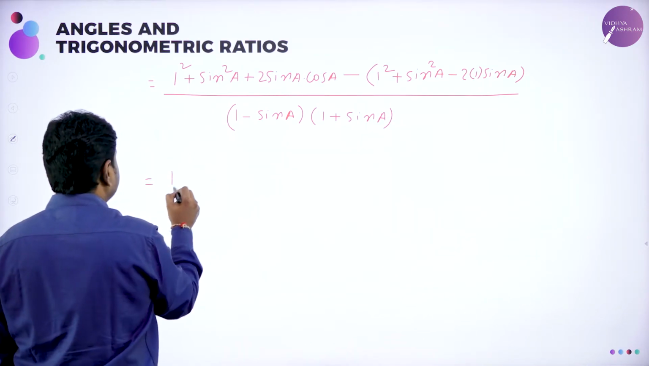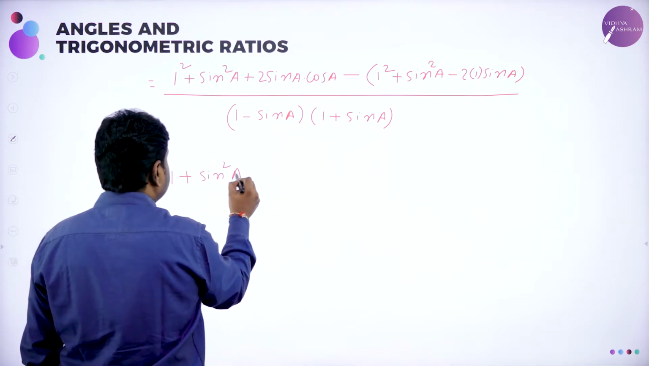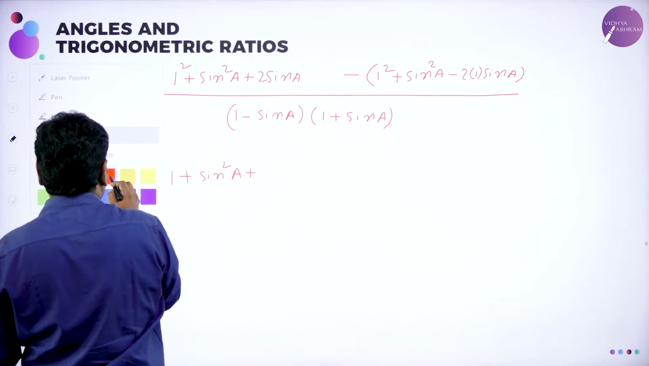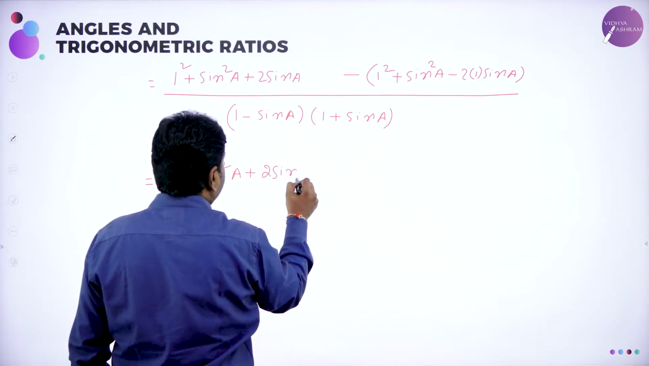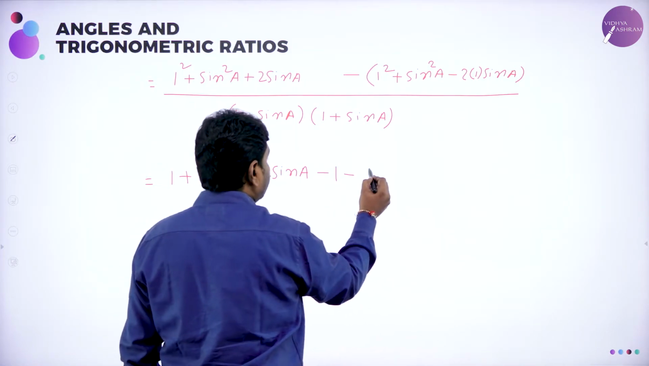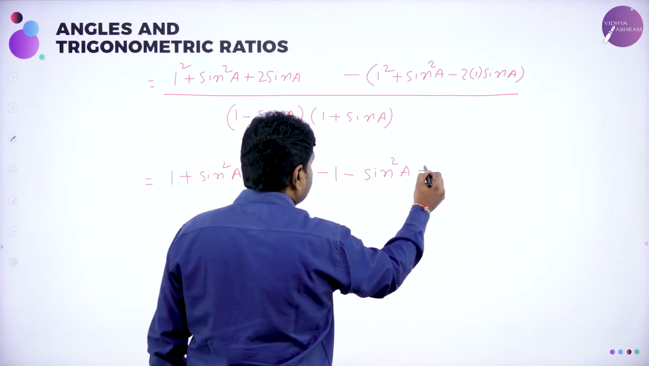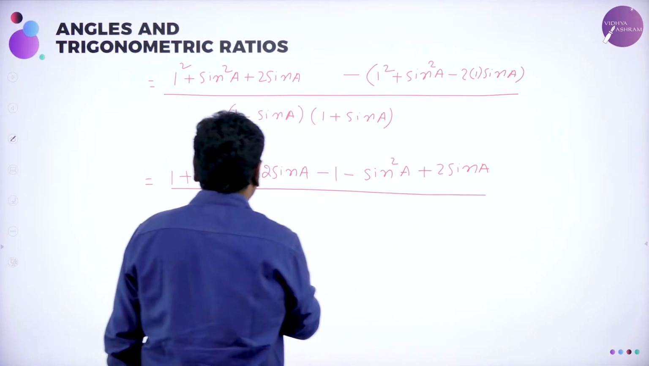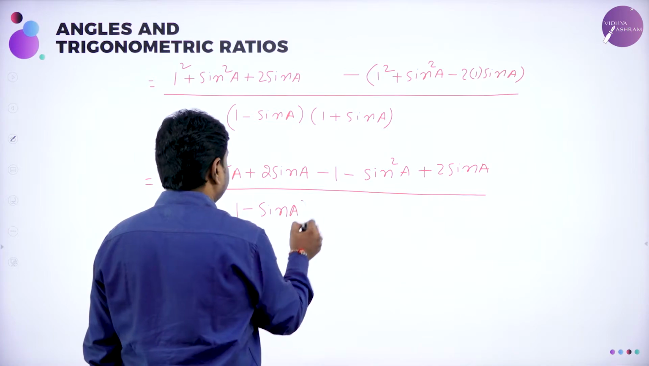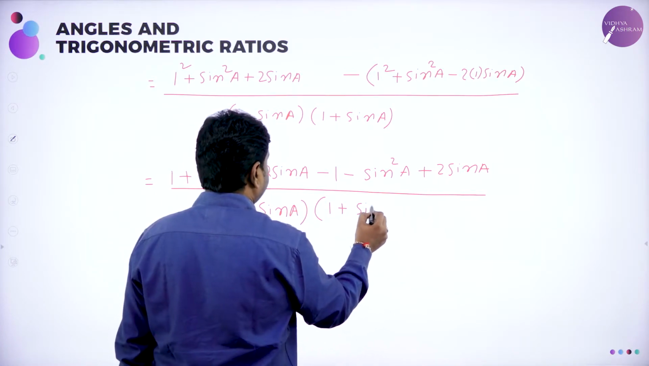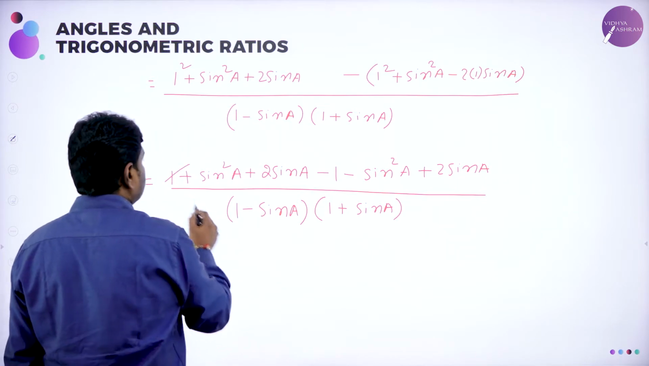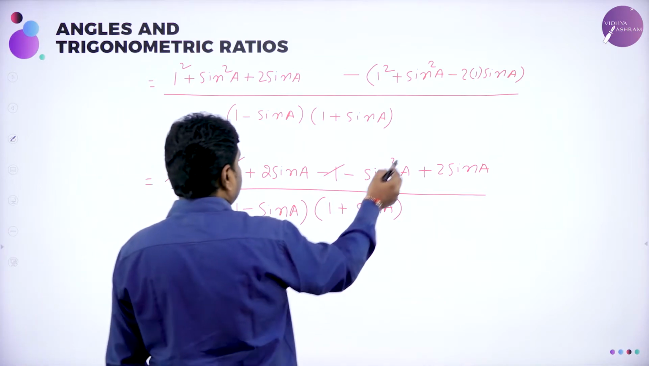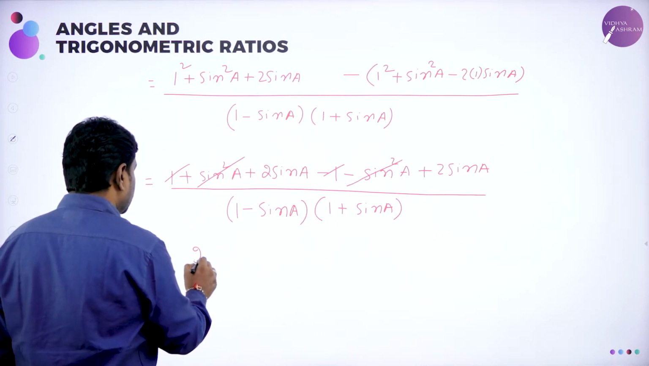Now in the numerator, 1 square is 1 plus sin square A plus 2 sin A, that's it. 2 sin A into 1 is 2 sin A. So plus 2 sin A minus, open the brackets, minus 1 minus sin square A, minus into minus plus 2 sin A, divided by 1 minus sin A into 1 plus sin A. Now plus 1 minus 1 cancels, and sin square A positive and sin square A negative cancel. We are left with numerator 2 sin A.